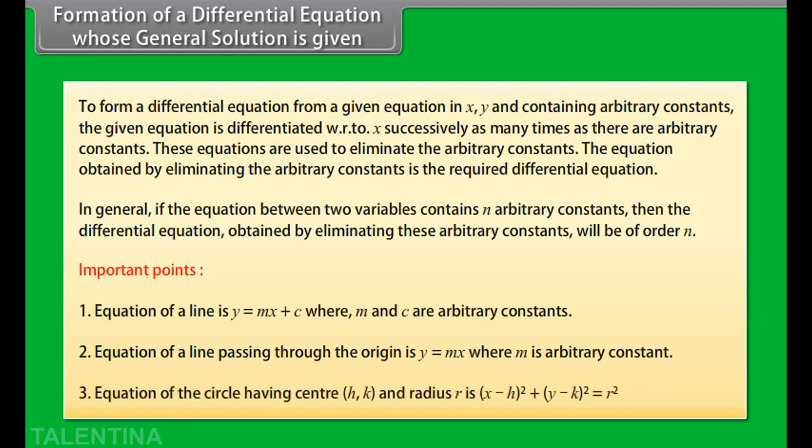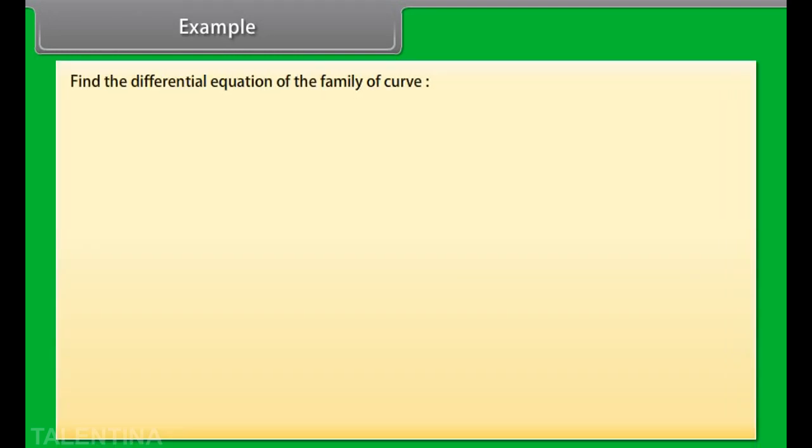Equation of the circle having center (h, k) and radius r is (x minus h) whole square plus (y minus k) whole square equals r square. Example. Find the differential equation of the family of curves y equals m cos 6x plus n sin 6x, where m, n are arbitrary constants.